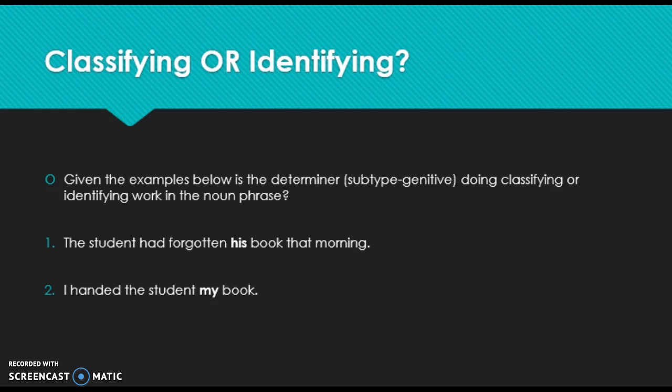It's more identifying, right? It's more like the book than it is a book. You could say the student had forgotten a book, but then it wouldn't be specific as to which book. There's more specificity when we say his book. It's more similar to the definite article, the book. Same situation with I handed the student my book. There's more specificity there, so I would say it's more identifying. I hope that makes sense.